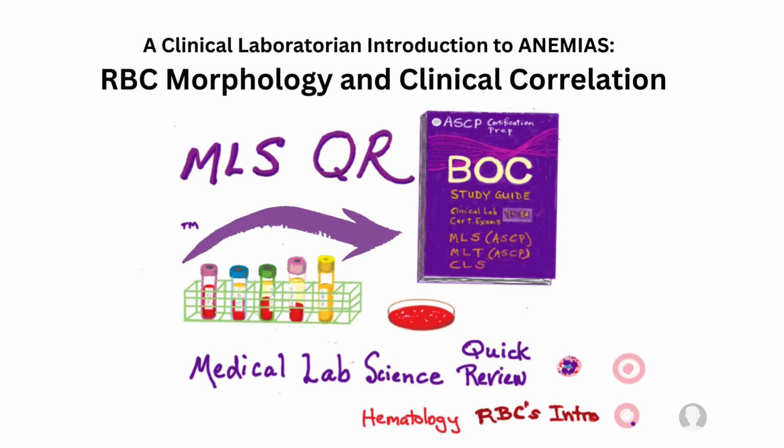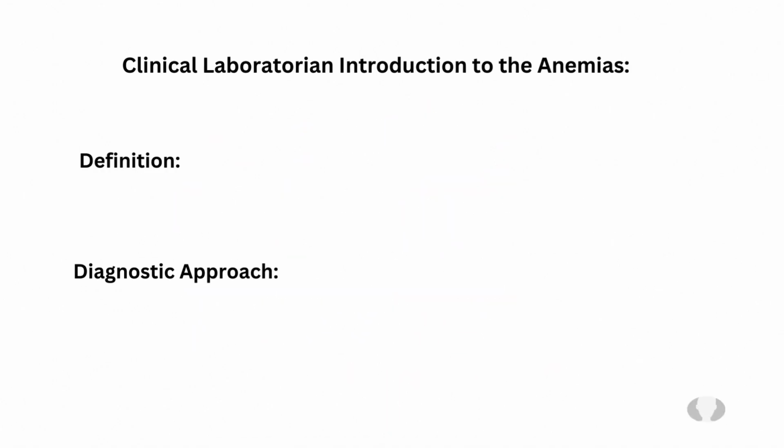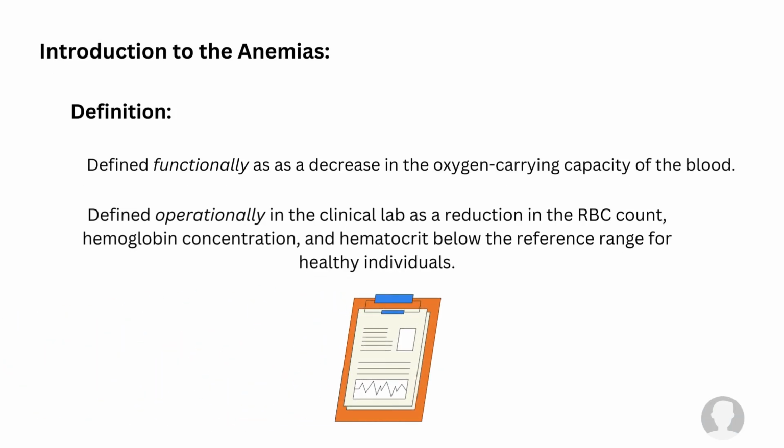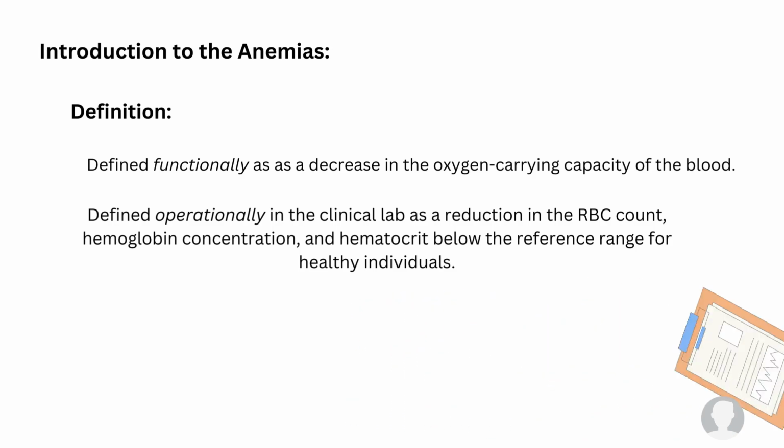Today, let's get a quick overview of anemias and RBC morphology. As a clinical laboratorian, let's go into the definition of what is an anemia and what are the anemias, and let's see the diagnostic approach for the healthcare provider. A functional definition of anemia is a decrease in the oxygen carrying capacity of the blood. In the clinical lab, an operational definition is a reduction in the RBC count, hemoglobin concentration, and hematocrit below the reference range for healthy individuals.